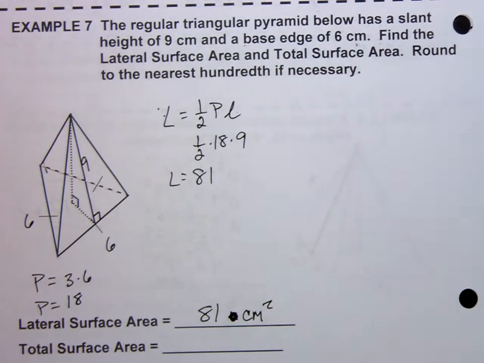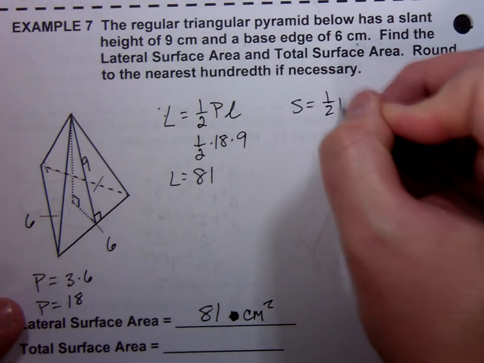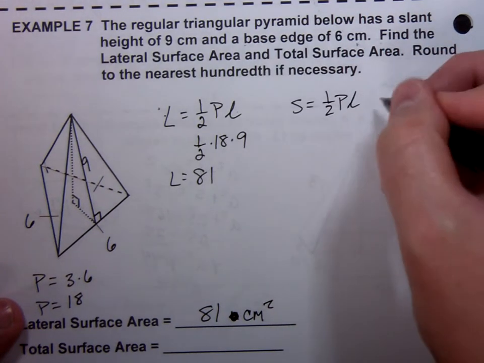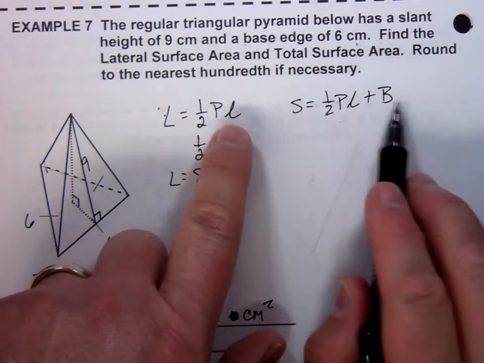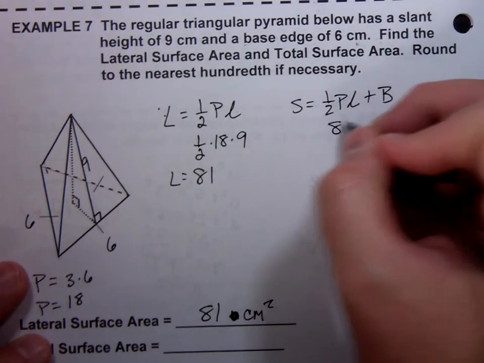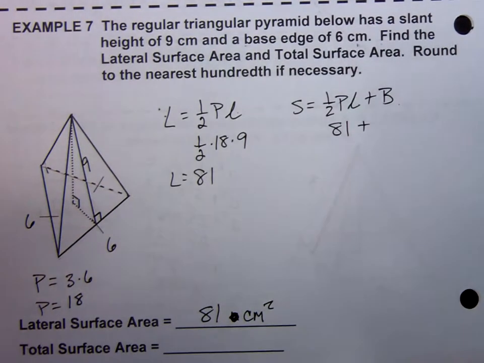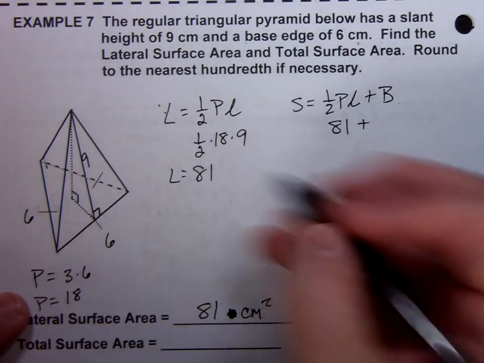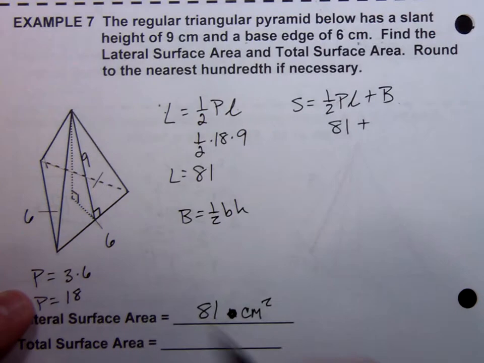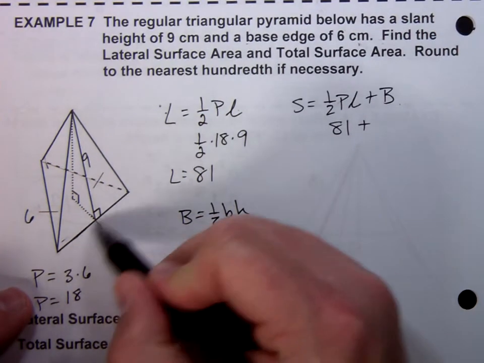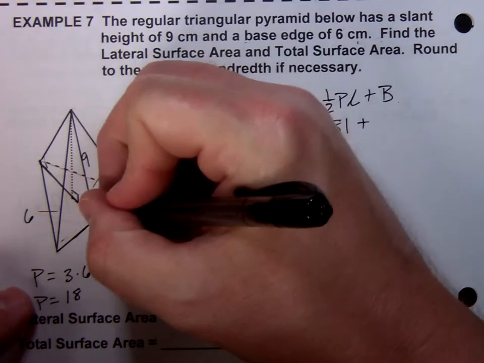Okay, for total surface area of a pyramid, you got 1/2 times the perimeter of the base times slant height plus the area of the base. You're taking the lateral surface area and adding the area of the base. So we already know all of this comes out to 81. All I need to do is find the area of the base now. Now that's the tricky part. The base is in the shape of a triangle. Area of a triangle is 1/2 times base times height. And for this triangle, I know the base is 6, but I don't know the height of the triangle yet.